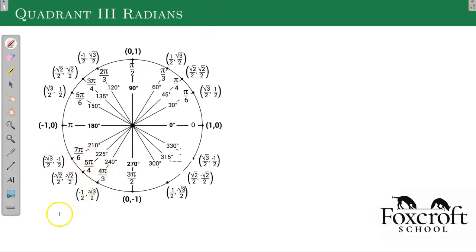In quadrant 3, we take the bottom plus 1. And again, I know they're in the right place because they just line up going straight down the over 6s, straight down the over 4s, straight down the over 3s. Take that bottom and add 1.